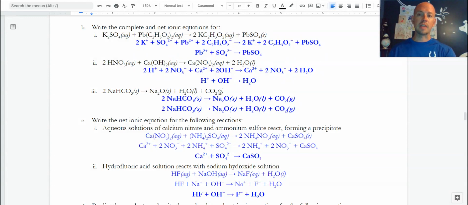And note that rather than keeping this as K2, I recognize that that means there's 2 potassium ions floating around. But right here with the sulfate, it doesn't dissolve and dissociate into sulfur and 4 oxygens. It stays as the polyatomic ion sulfate. So I have my potassium sulfate, lead acetate, potassium acetate, and then it told me I had a solid lead sulfate.